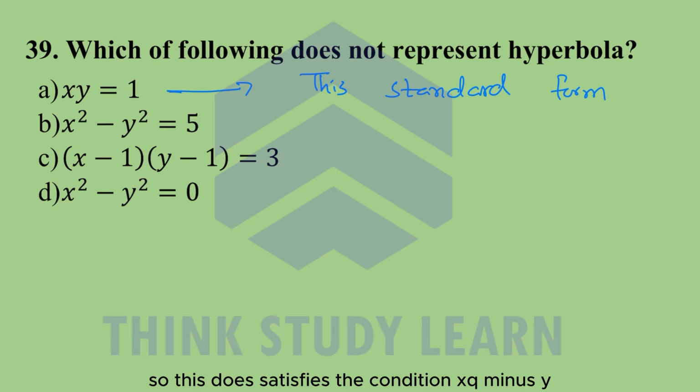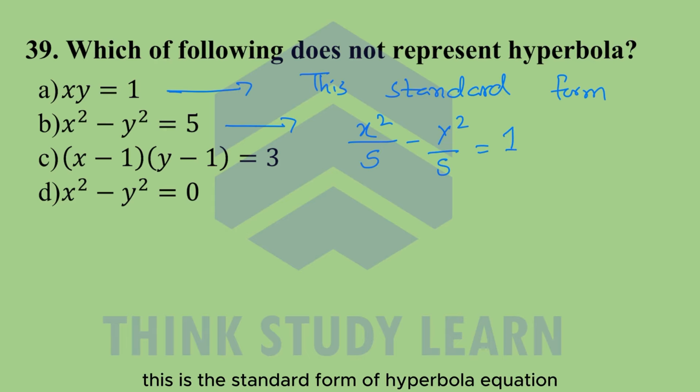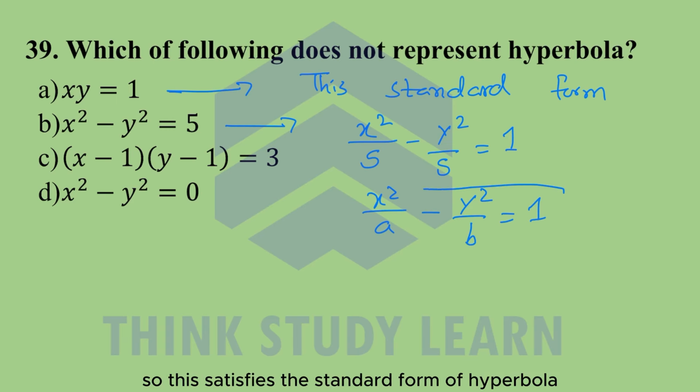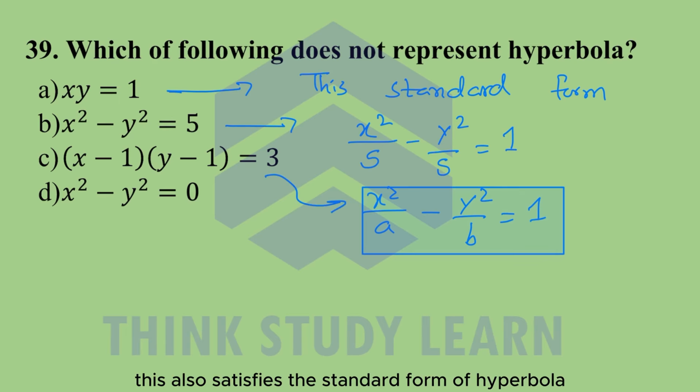So this does satisfy the condition. x square minus y square is equal to 5 is also the standard form of a hyperbola if we rewrite this equation as x square over 5 minus y square over 5 is equal to 1. So when we rearrange it, this is the standard form of the hyperbola equation, which is x square over a minus y square over b is equal to 1. So this satisfies the standard form of a hyperbola. Then there is this equation, x minus 1 into y minus 1 is equal to 3. This also satisfies the standard form of a hyperbola.